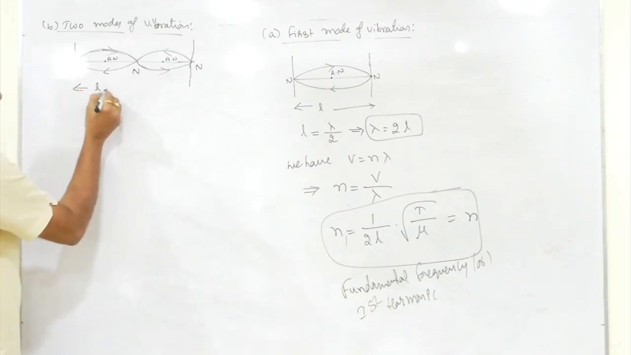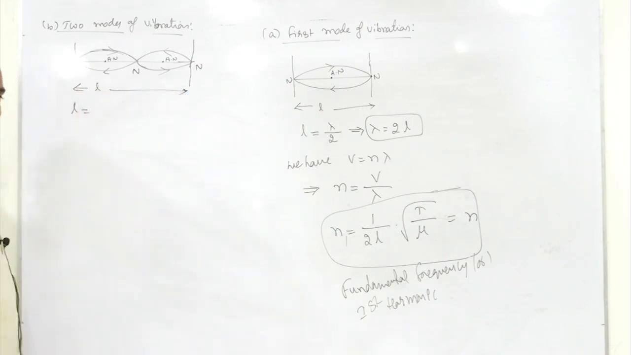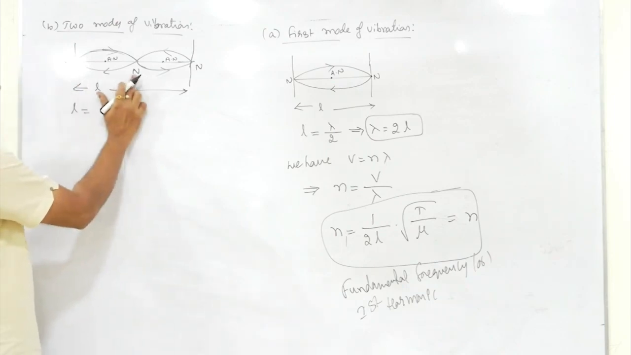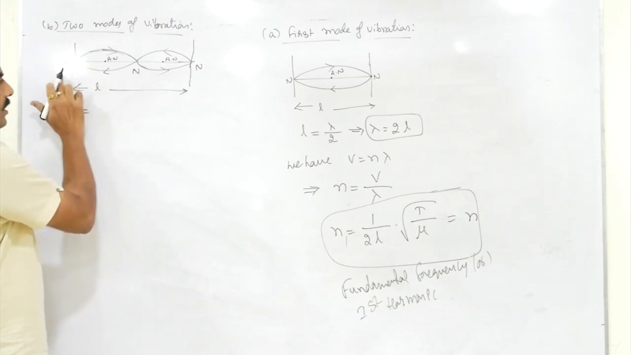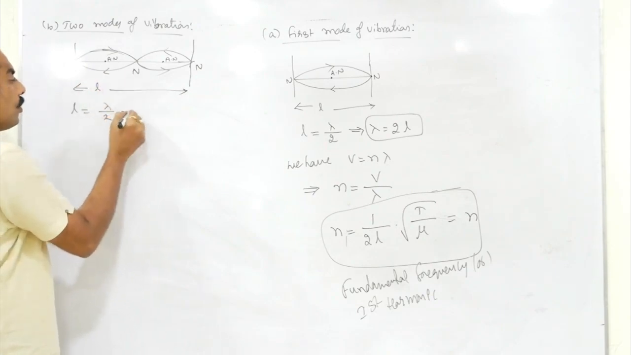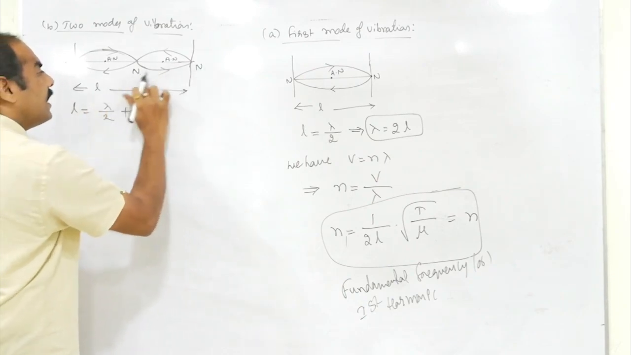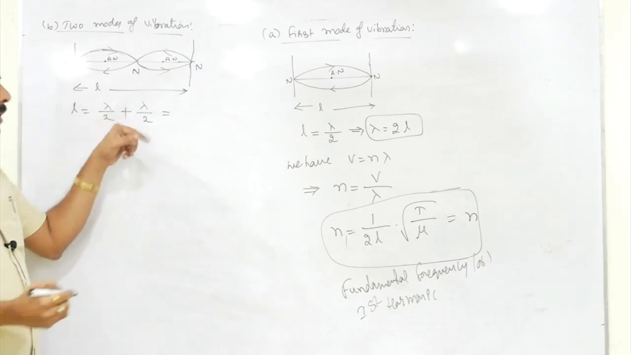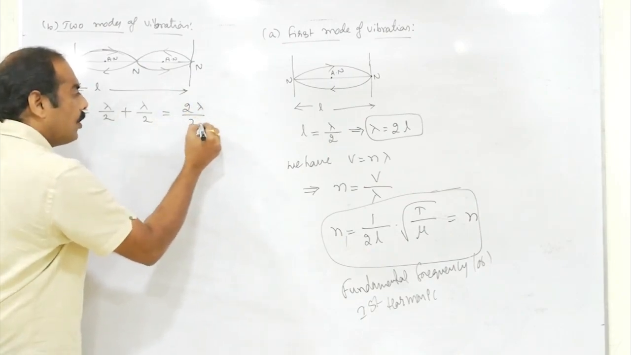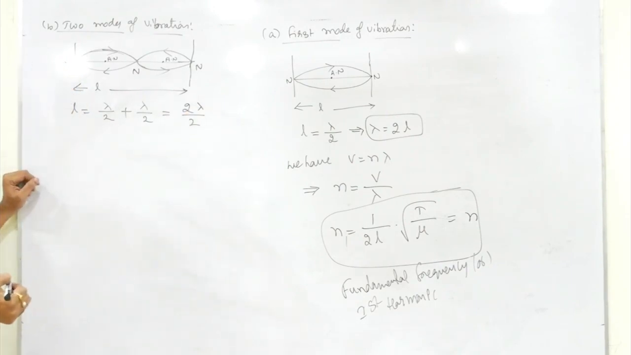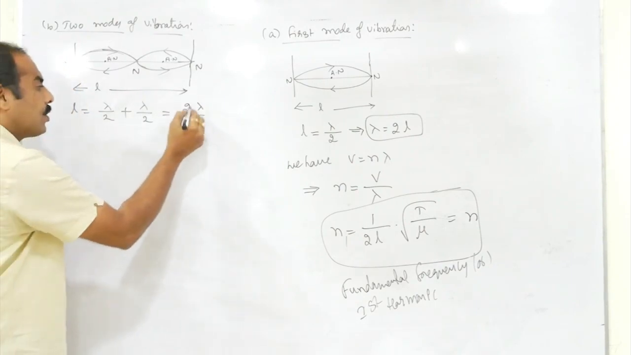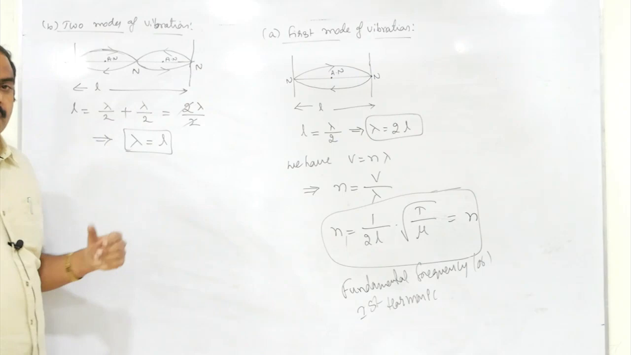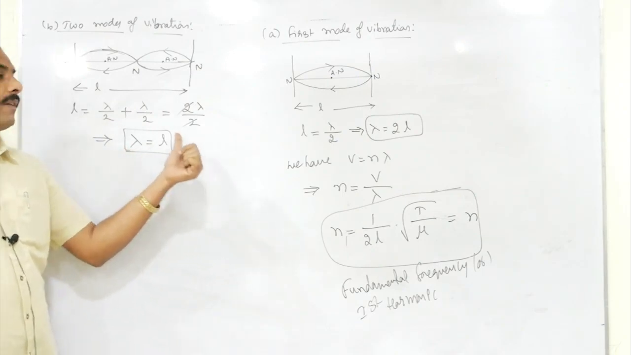Now, what is the length of the string? L is equal to how much? Now we have to calculate the length of the string. What is the distance between these 2 successive nodes? N and N, lambda by 2. Next, what is the distance between these 2 successive nodes? Again lambda by 2. Lambda by 2 plus lambda by 2, how much? 2 lambda by 2. Now you can cancel this 2 and 2. So therefore finally lambda is equal to L. The wavelength of the wave is equal to the length of the string.